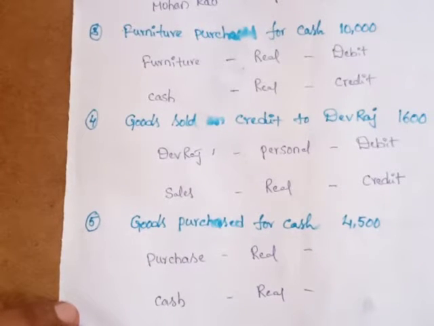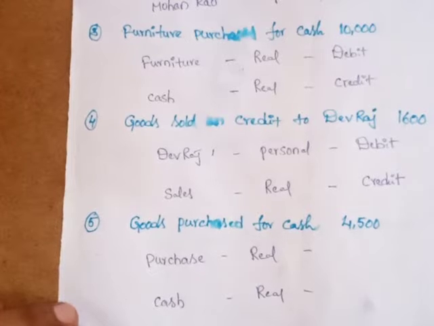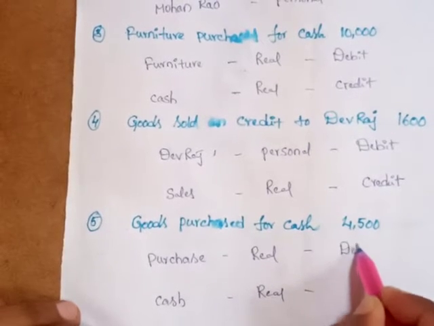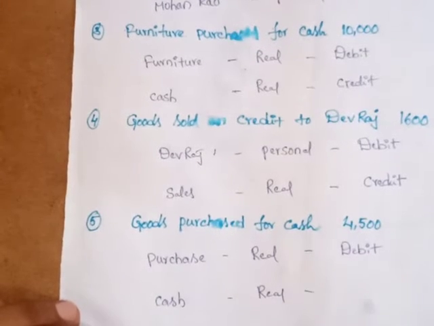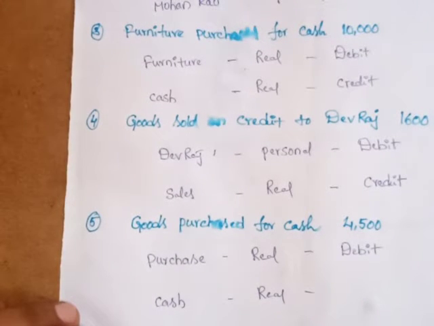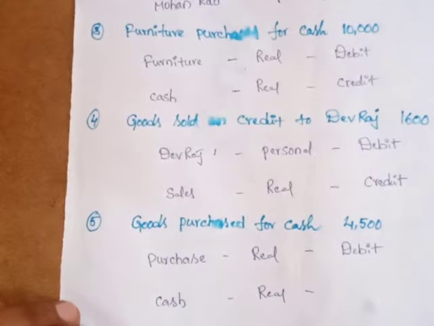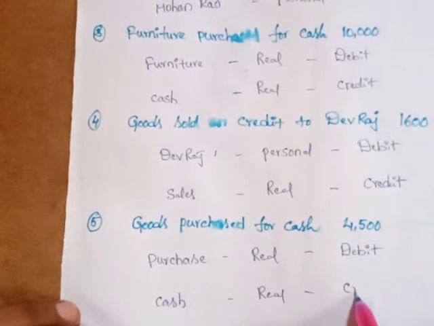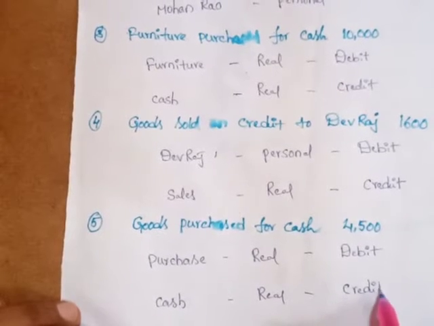When we purchase goods, goods will come into the business. According to real account, what comes in is debit. When we purchase goods, we have to pay cash, so cash will go out. According to real account, what goes out will be credit. And the next transaction.